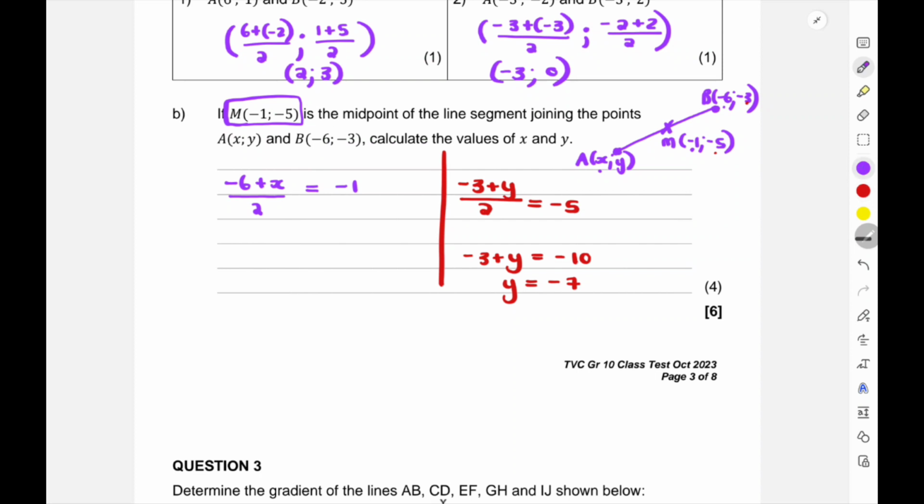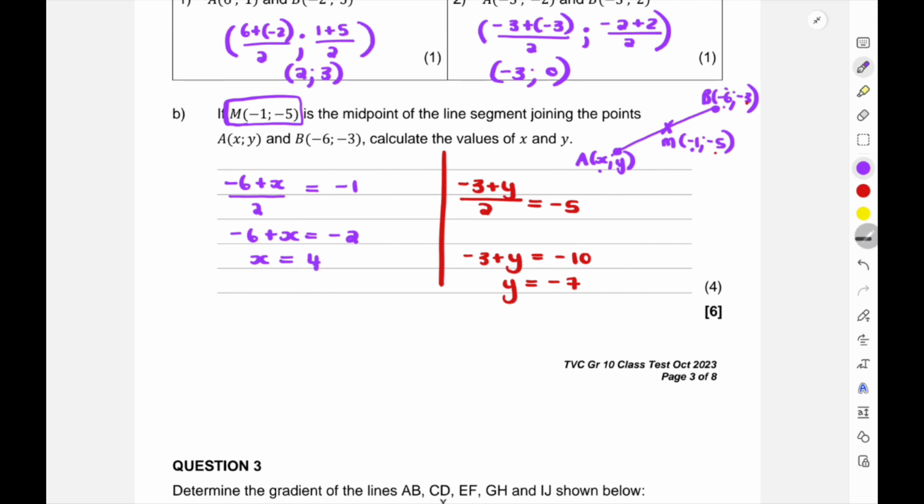Okay. Then you can go test yourself. Minus 3 plus minus 7 gives you negative 10, divided by 2 gives you negative 5. And over here, negative 6 plus X divided by 2 is equal to negative 1. You times by 2 on each side. So X is negative 2 plus 6, which is 4. So X is 4 and Y is negative 7.